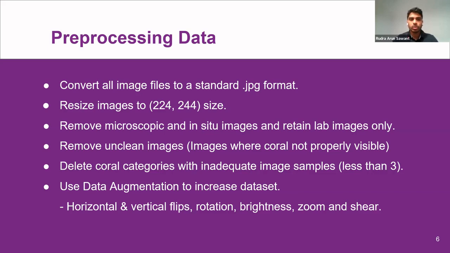And then we used data augmentation techniques to increase the data set, because our data set is pretty small, because we have 1,600 different classes and 1,006 different classes and only 8,000 images. So we used data augmentation techniques like horizontal and vertical flips, rotation, brightness increase and decrease, zooming, shearing, and so on.